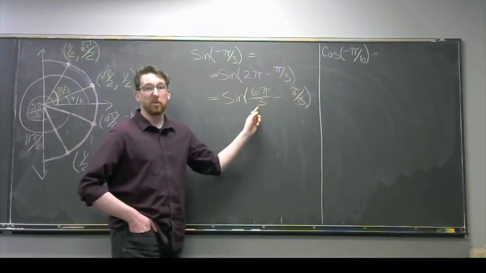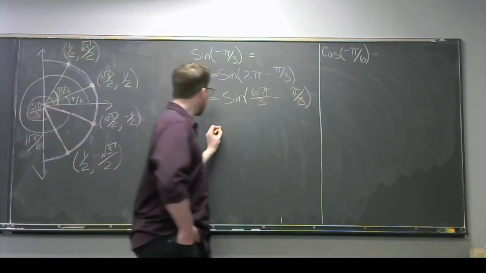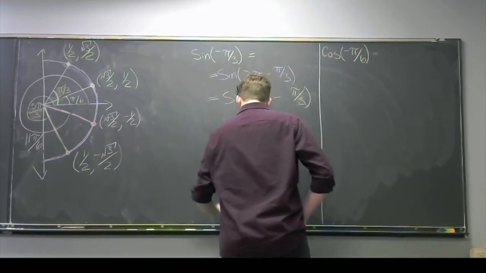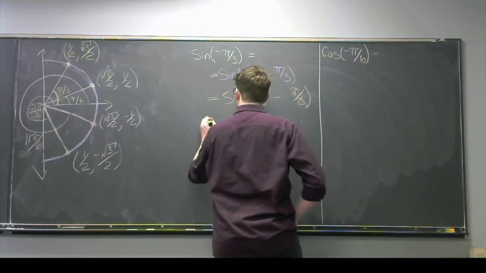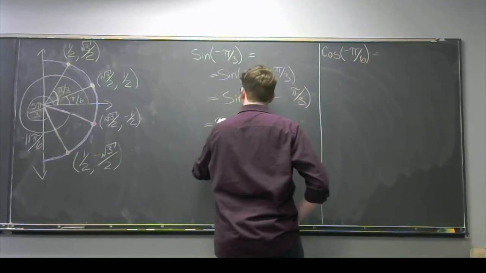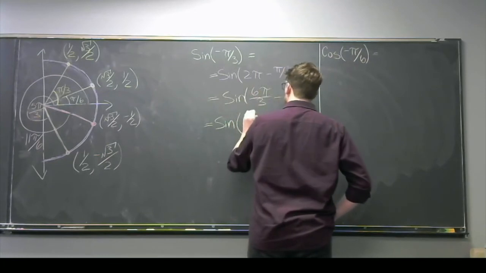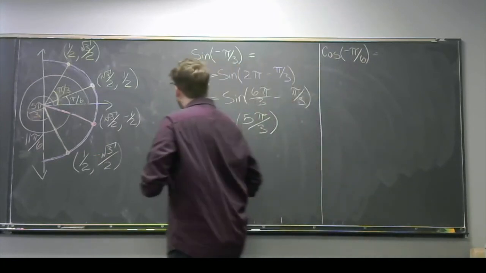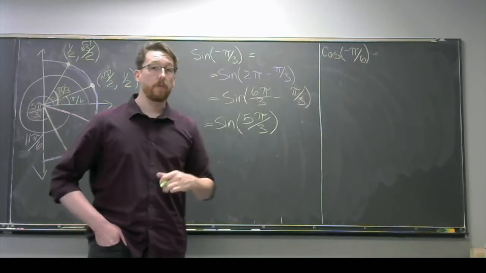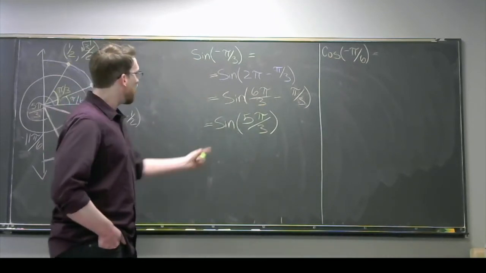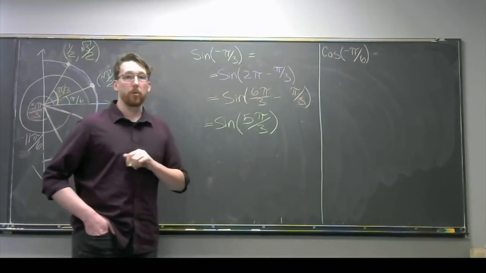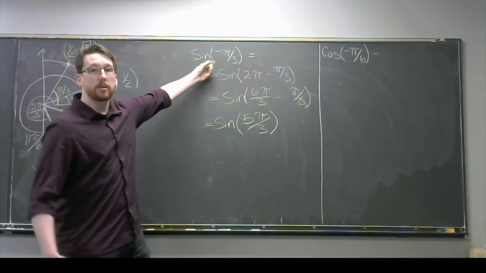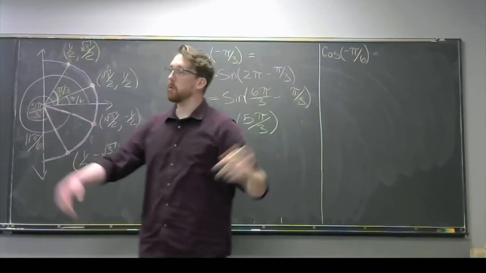We can easily reduce this. This is equal to 5 pi over 3. So the sine of negative pi over 3 is equal to the sine of 5 pi over 3. And we found it by taking advantage of the fact that sine is 2 pi periodic. Cool.